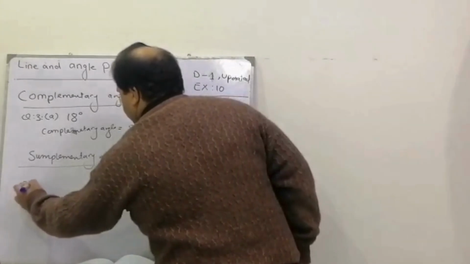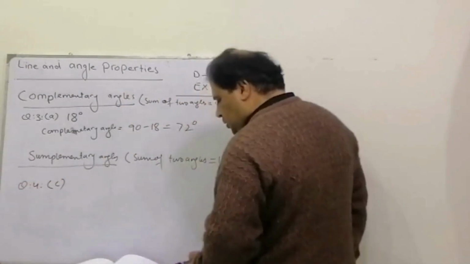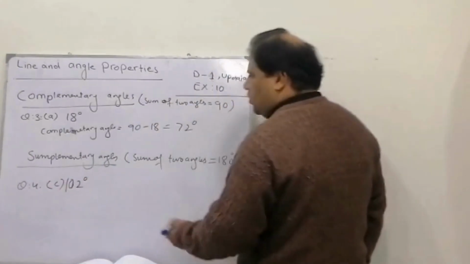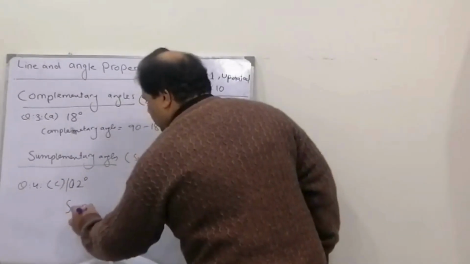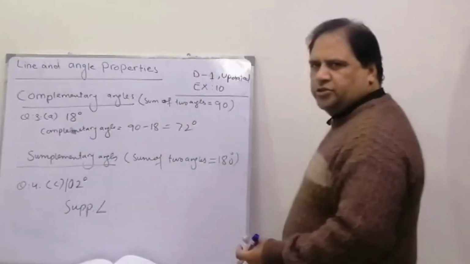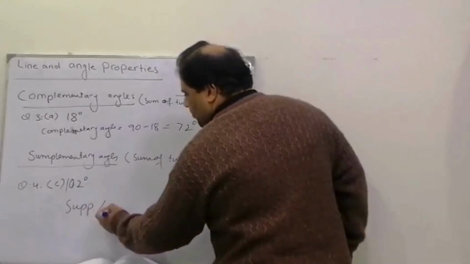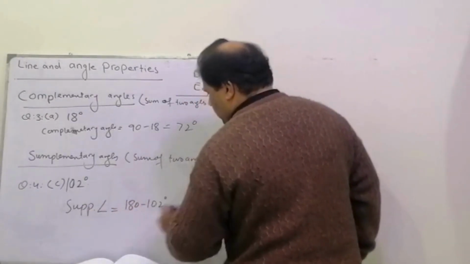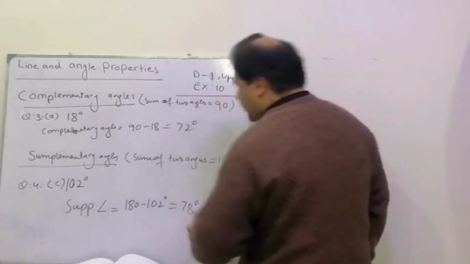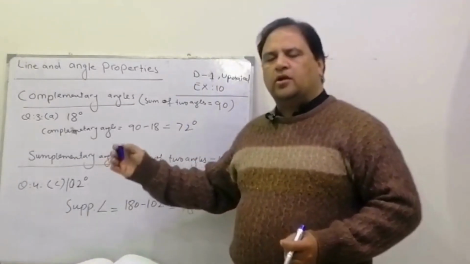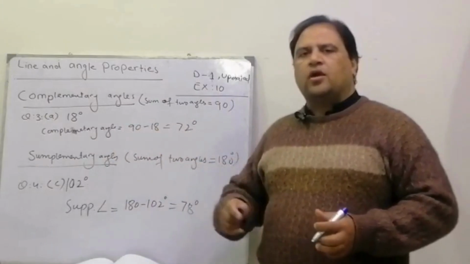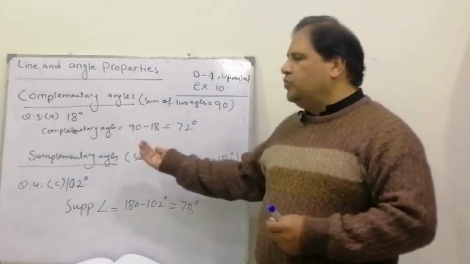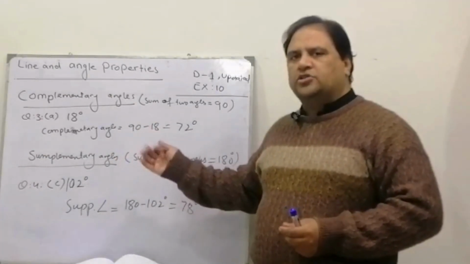For example, again question number 4, I am just solving any part. Question number 4 part C, it is written 102 degrees. I want to find the supplement. I'm not writing the complete word because it's taking so much time. So this is a supplementary angle, and that is 180 minus 102 degrees, so this is 78 degrees. These are simple, but you should know about these angles, so that when we move forward to find missing angles of polygons and different shapes with different numbers of sides, we are aware of what these types of angles are.